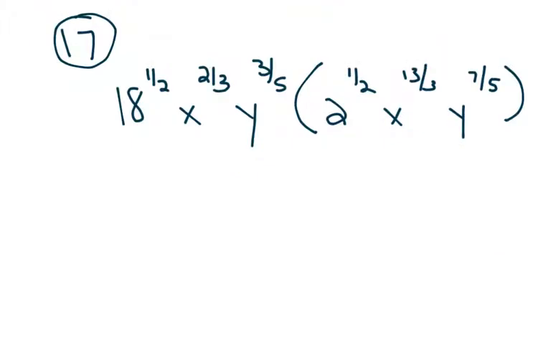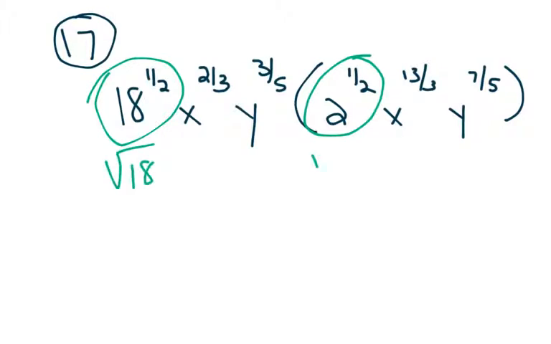All right, the last problem. There were no instructions, but one might assume that they're asking us to multiply these together. So, with that in mind, these are going to get multiplied together because they're kind of like terms. Now remember, what does 1/2 mean? 1/2 is the same thing as the square root. So the square root of 18 times the square root of 2 is the square root of 36, which we know is 6.